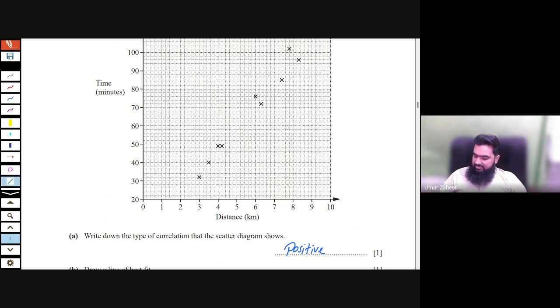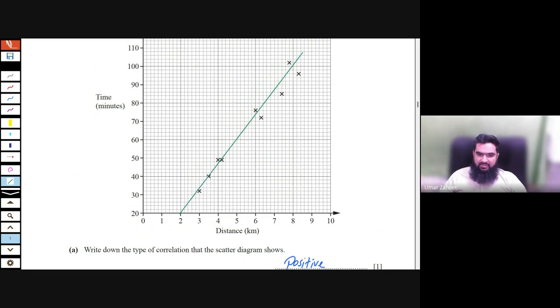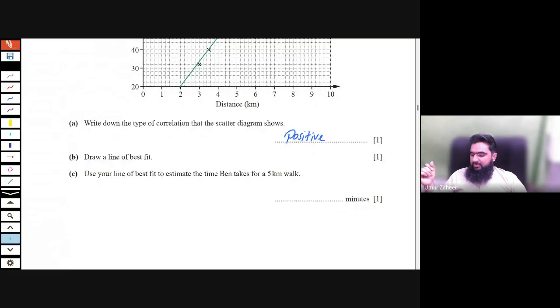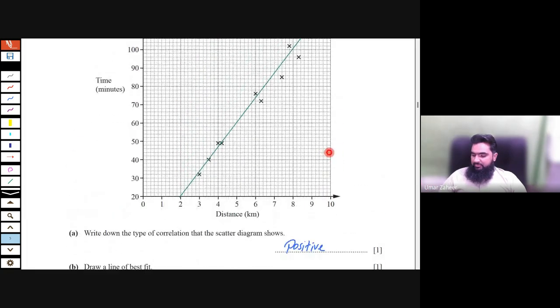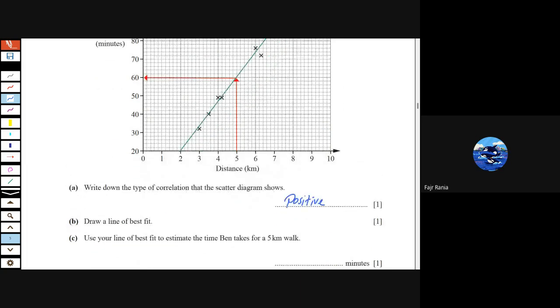In the next part, he says that we have to draw a best fit line. So here we have a best fit line. The best fit line is a line that is near to all the points or passes near to all the points. Now he says to use your line of best fit to estimate the time Bin takes for a 5 kilometer walk. So for a 5 kilometer walk, from 5 kilometer move to the line and from the line move to the time. So what is it? 60 minutes.